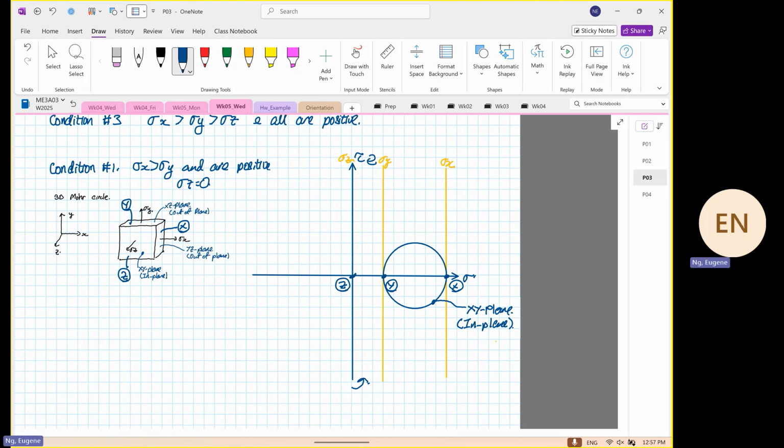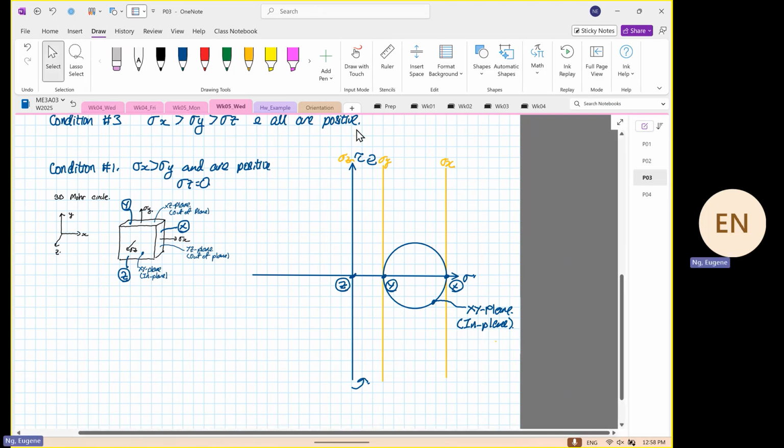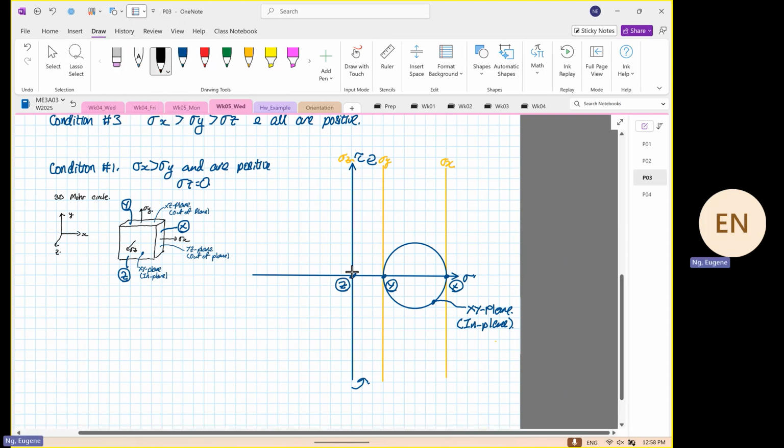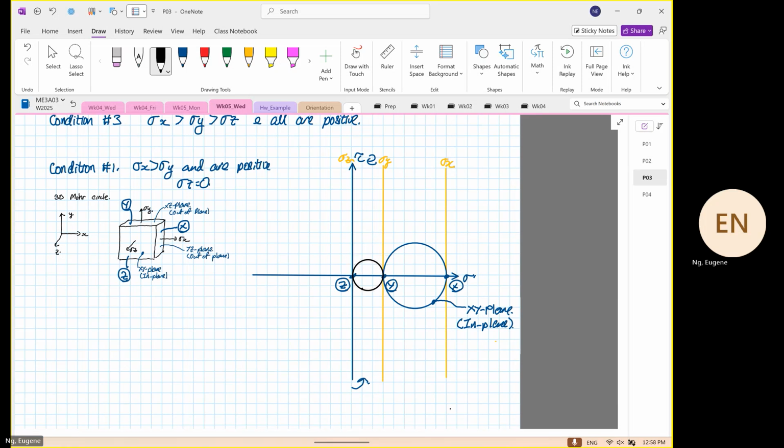Now, when we draw 2D Mohr circle, we only draw the what? The XY plane. Yes or no? When we draw 2D Mohr circle, we draw our XY plane. Then the next circle that I'm going to sketch now, the next circle will touch point Y and point Z. This belongs to your YZ plane. And this is your out of what? Out of plane.